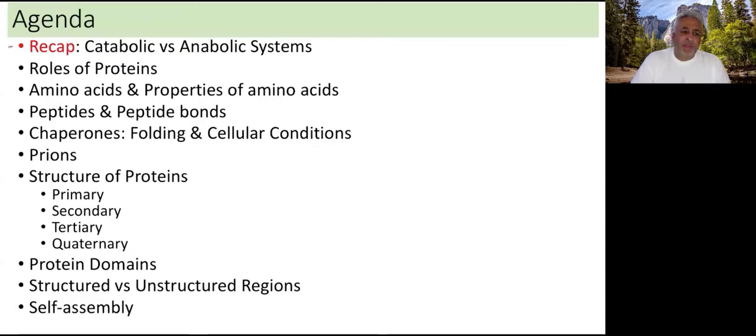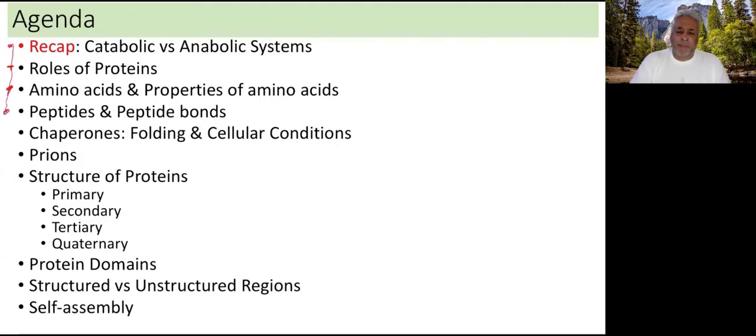So we'll do a quick recap on what we know about anabolic and catabolic systems and how proteins fit into that landscape. And then we'll talk about the roles of proteins within living systems. Then our true analysis of protein structure will begin with the building blocks of proteins, known as amino acids, and we'll discuss them in the context of their properties, which are very important.